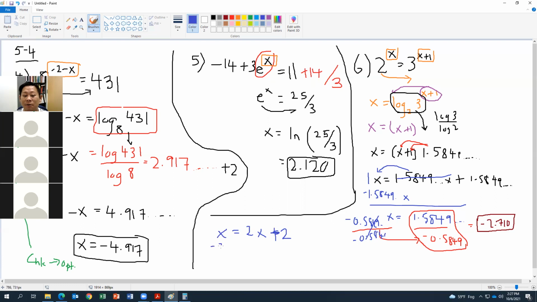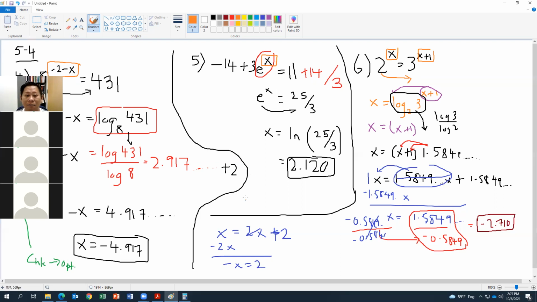So you subtract 2x, right? So you get what? Negative x here, right? So this is the same thing here. What we do here is subtract this over here, and then I take the 1 minus that number. So I get negative 0.5849. And then you divide it. All right. Now it's your time to do this question.